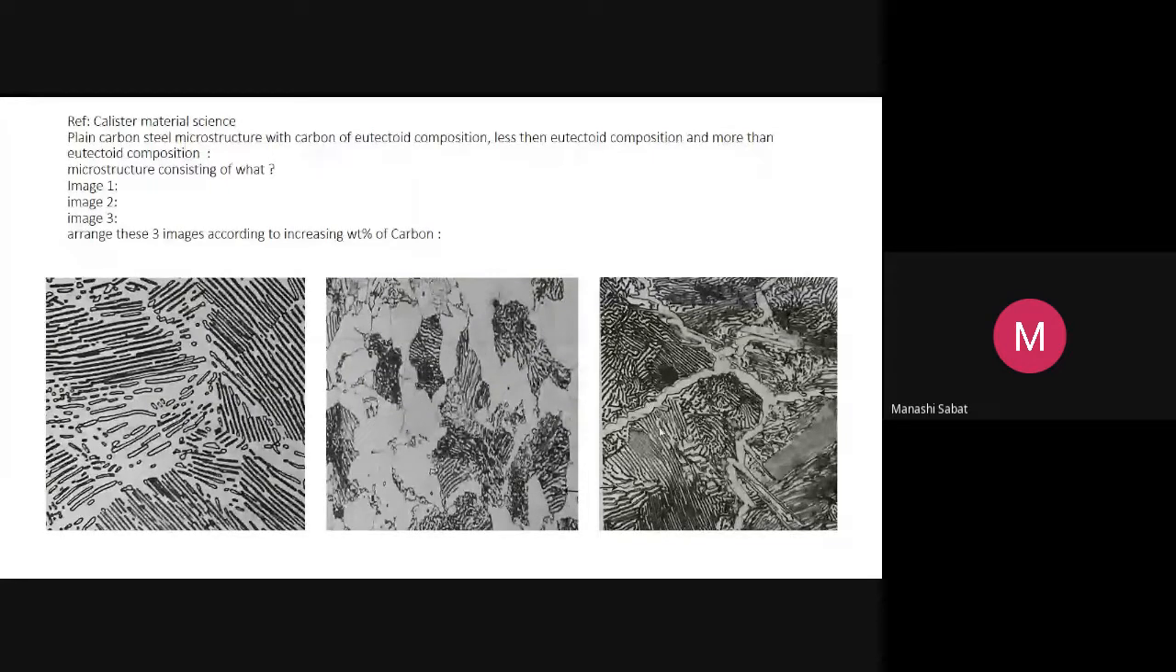And this one, Mansi, can you tell me what is the difference here? As you told, this one is hypereutectoid. How can you justify that? Sir, because the white portion is the network of cementite. Very good, very good. Because you can see it along the grain boundaries, the grain boundary region.